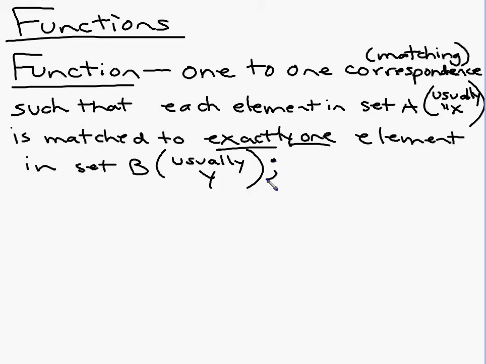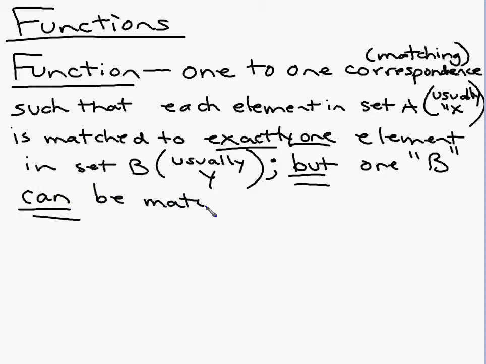And then I like to put a semicolon here because there's a little other thing that we have to add. But 1b, which is usually a y, can be matched to more than one a. And when I say 1b, I'm meaning one y can be matched to more than one x.